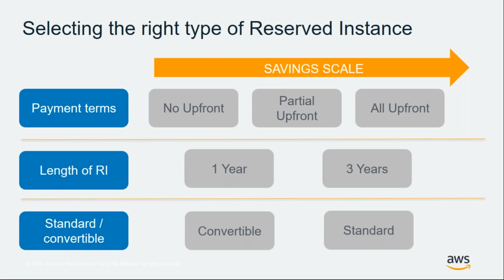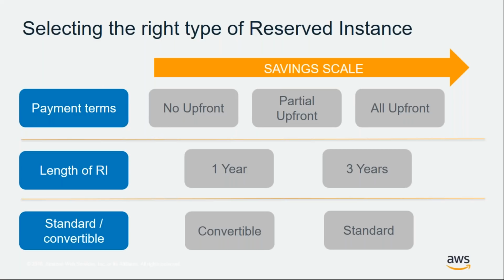The second decision that you have is how long are you willing to commit for? If you're willing to commit to a workload for 3 years, that's when you start to see the really big discounts, up to 75%. If you want to make a 1-year commitment, that's where you see discounts of up to about 35%.